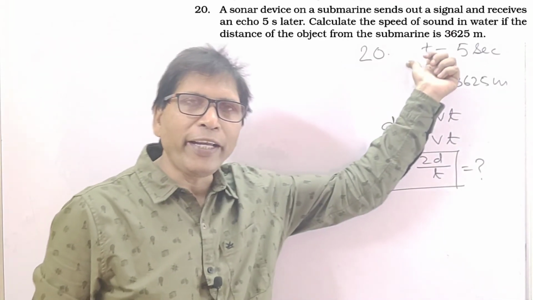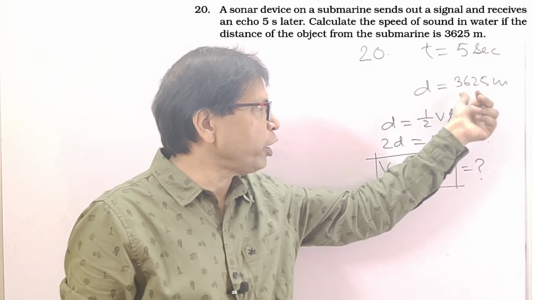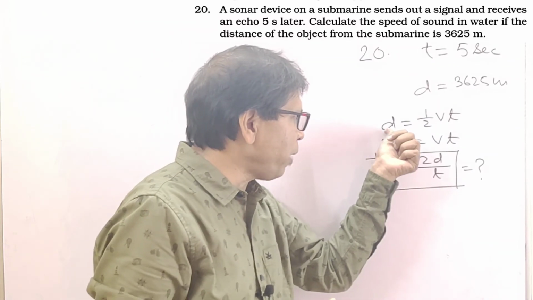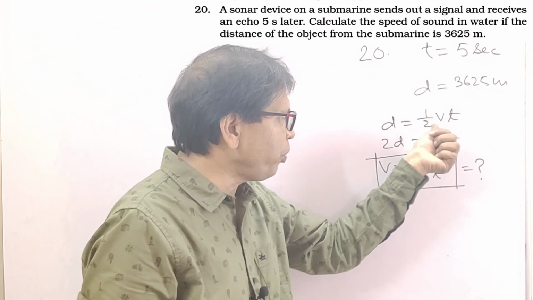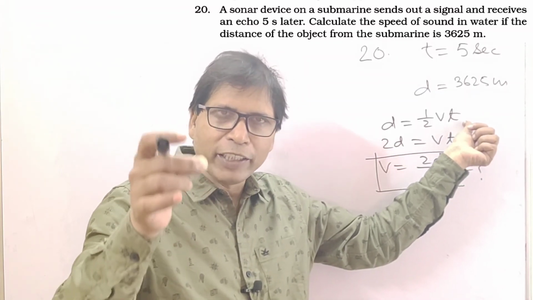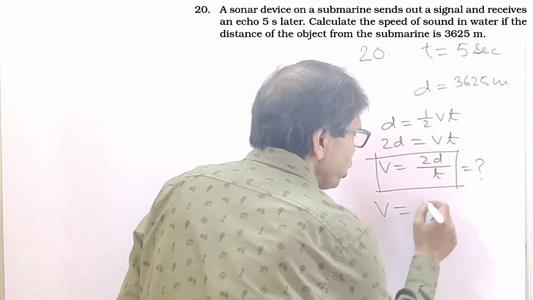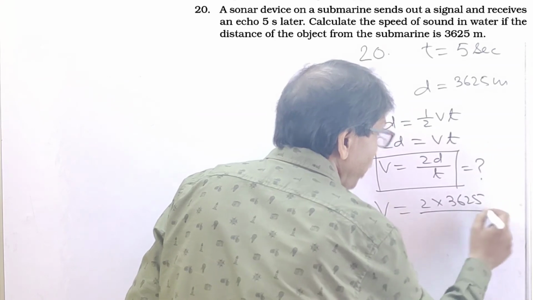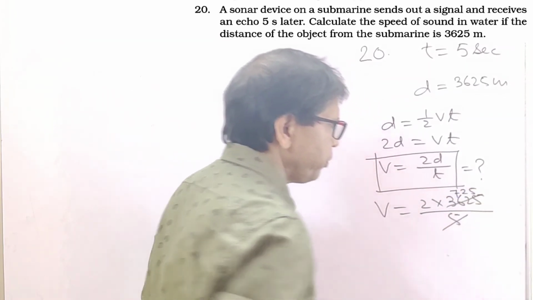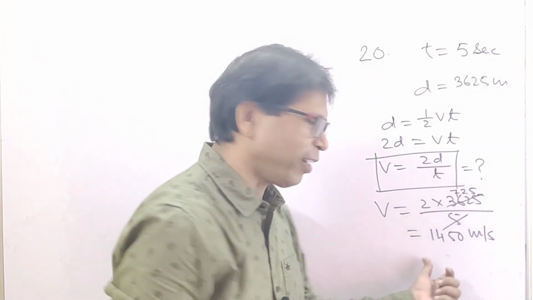Okay, look at this, a sonar in a submarine sends a sound wave and the reflected sound is detected after 5 seconds. If the distance of the object is 3625 meter, we have to calculate the velocity of sound in water. We know the minimum distance of the reflector is equal to half v into t. V is the velocity of sound in water and t is the time interval between production of sound and detection of sound. So 2d equals vt, so v equals 2d by t. Now putting in the values, v equals 2 into 3625 divided by 5, which is 1450. Therefore the velocity of the sound wave is 1450 meter per second. Okay, understood?